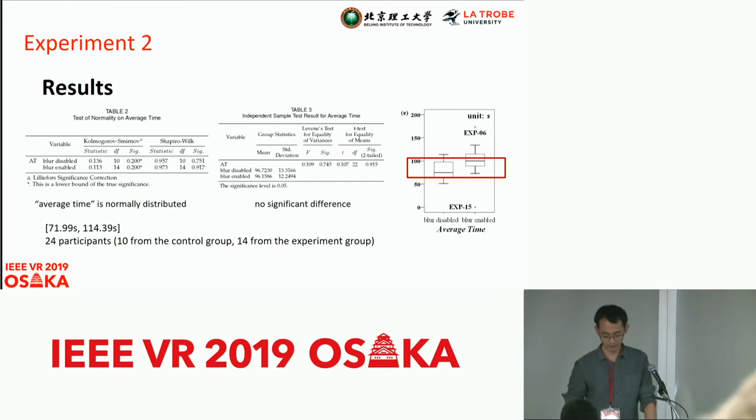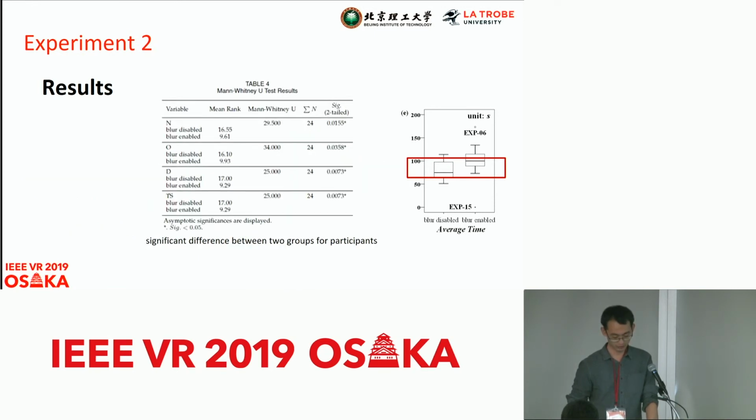We retain the intersection of the average time data of two experimental conditions, which is between 71 and 114, and there are totally 24 participants whose average completion time is in this range. Table 2 shows that the average time is normally distributed, and table 3 shows that there is no significant difference between this average time.